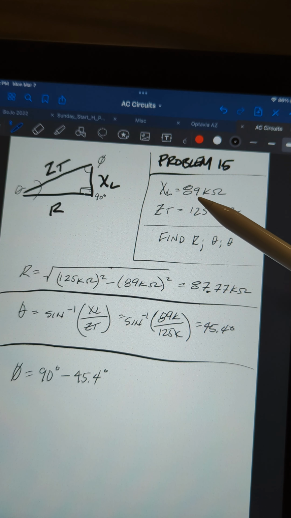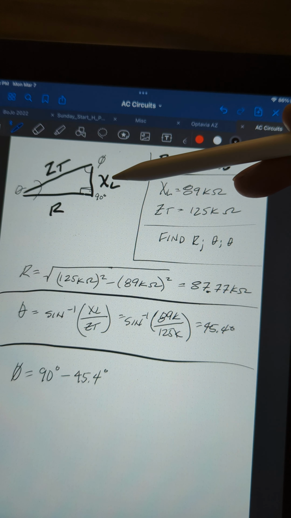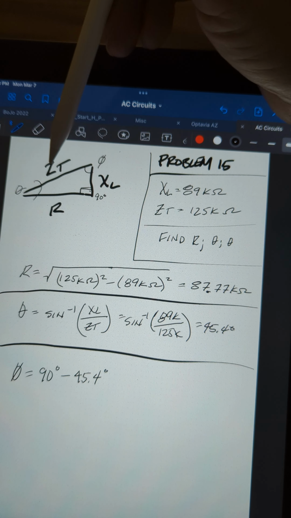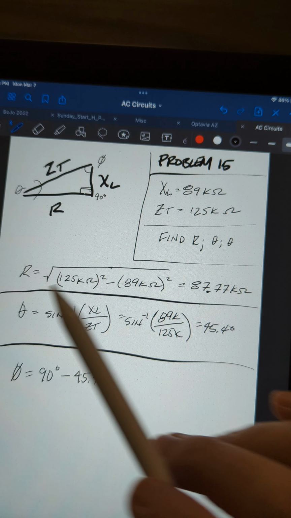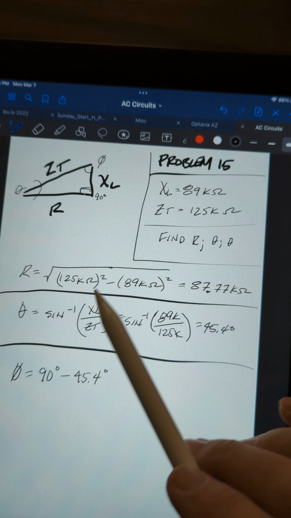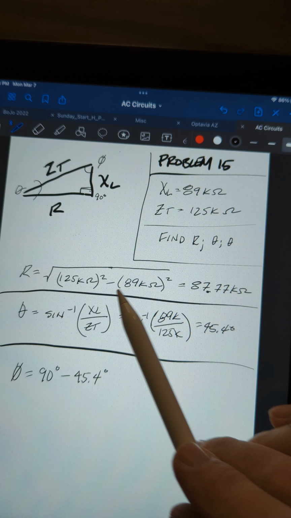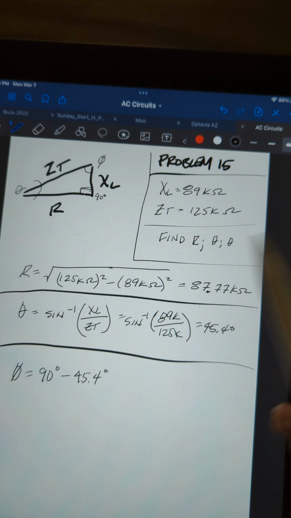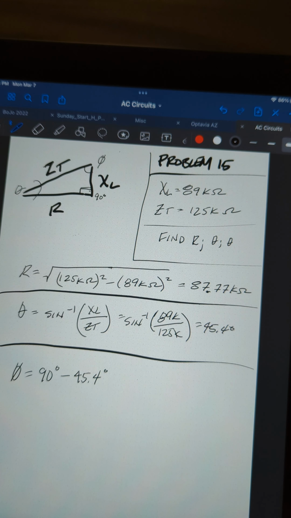In 15, my two given values are X of L, which is 89.9 k ohms, which is here. My ZT here, which is my hypotenuse, is 125 k ohms. So I am going to solve for resistance by taking the square of the total impedance minus the square of the inductive reactance. That value comes out to be 87.8 k ohms.